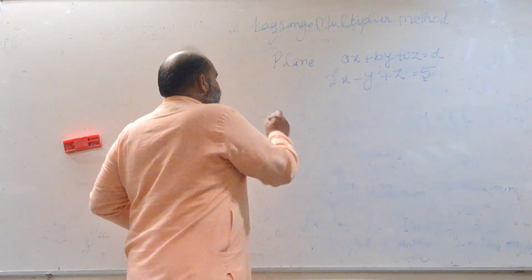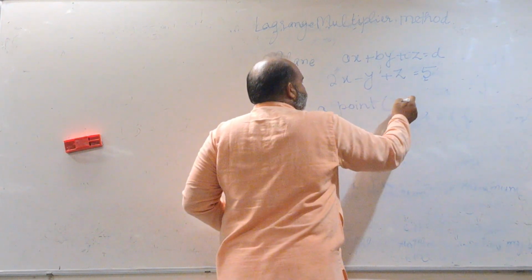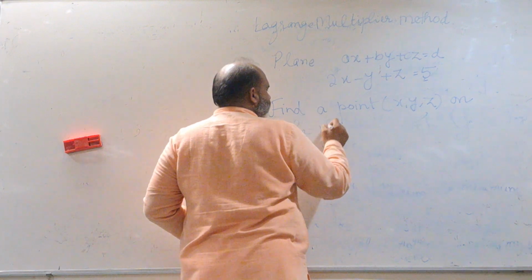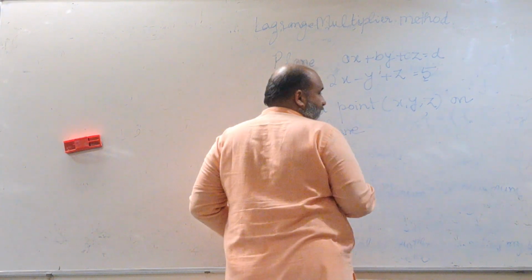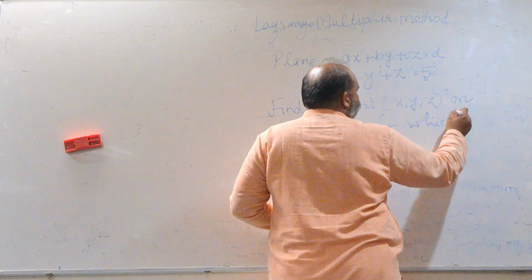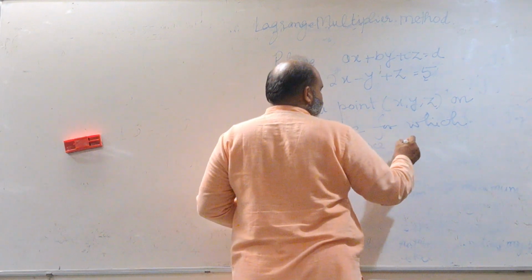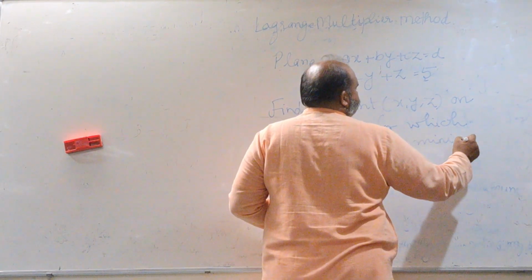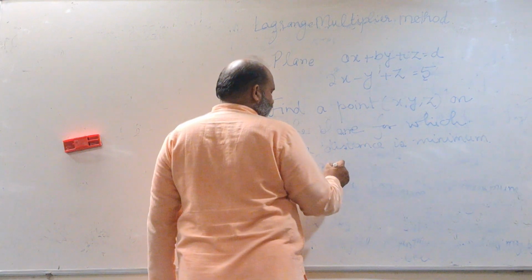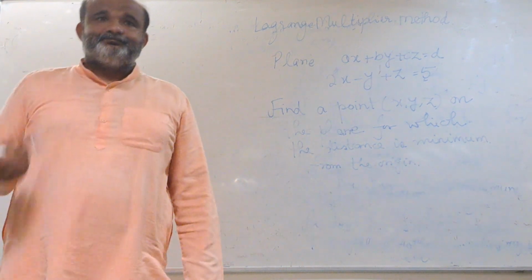Right, the problem is: find a point (x, y, z) on the plane for which the distance is minimum from the origin.